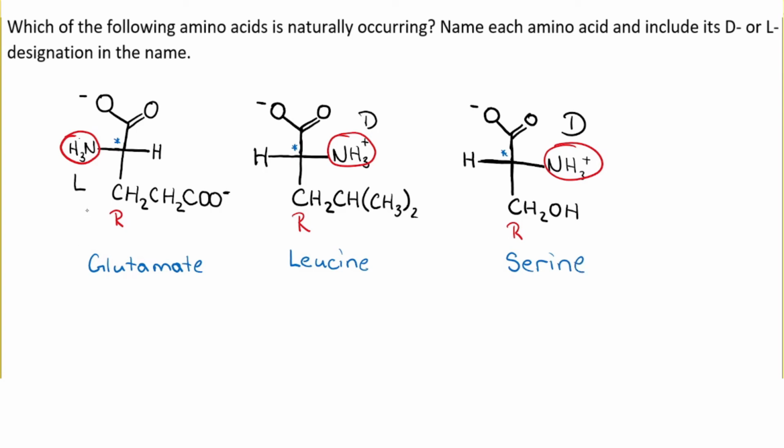Okay, so now we have to add the D or L in their name. This is going to be L-glutamate. This is going to be D-leucine. This is going to be D-serine. And that's it. So your L-glutamate will be your naturally occurring amino acid, and then you have D-leucine in the second one and D-serine. And that's it for this question.